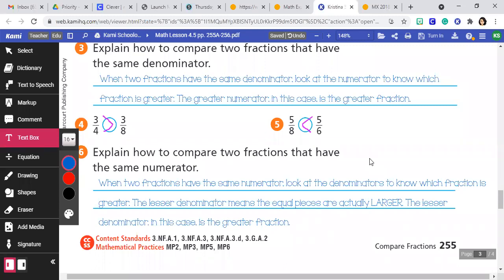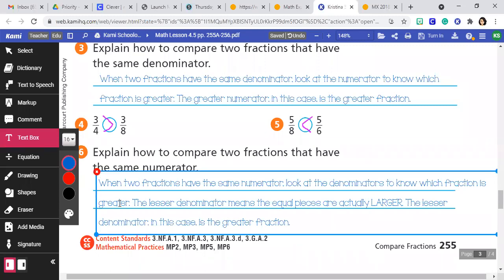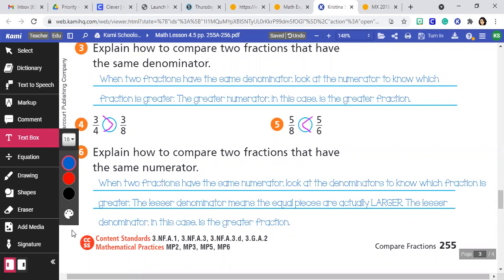Here's what I said. When two fractions have the same numerator, meaning the same top number, look at the denominators to know which fraction is greater. The lesser denominator means the equal pieces are actually larger. So the lesser denominator in this case, where the numerators are the same, is actually the greater fraction.